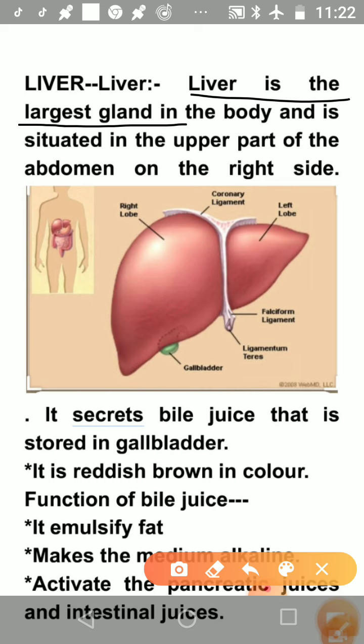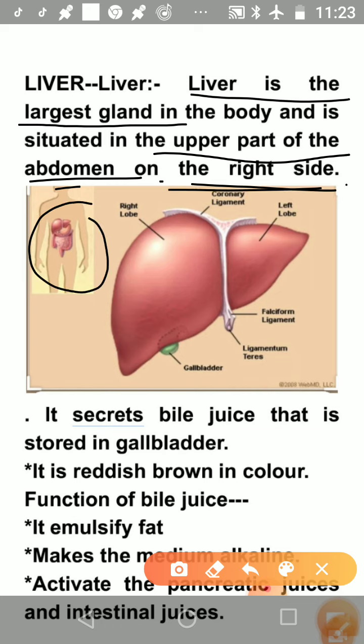Where is it located? It is located in the upper part of the abdomen on the right side. As you can see in this picture, it is in the upper part of the abdominal cavity, on the right side. So this is the location of the liver. The weight of the liver is approximately 1 kg. So what is the function of the liver? The liver has so many functions.